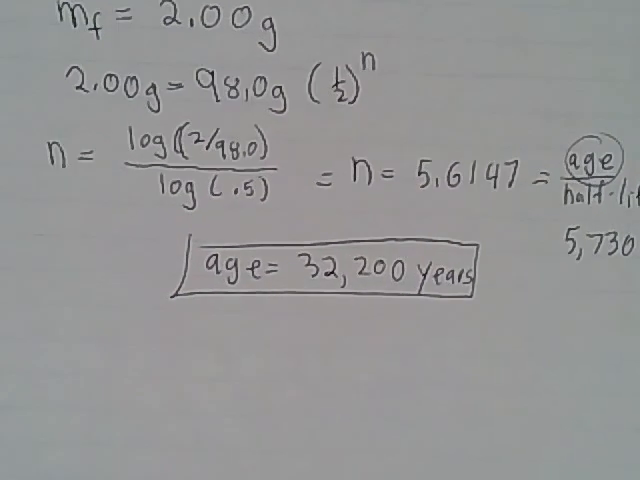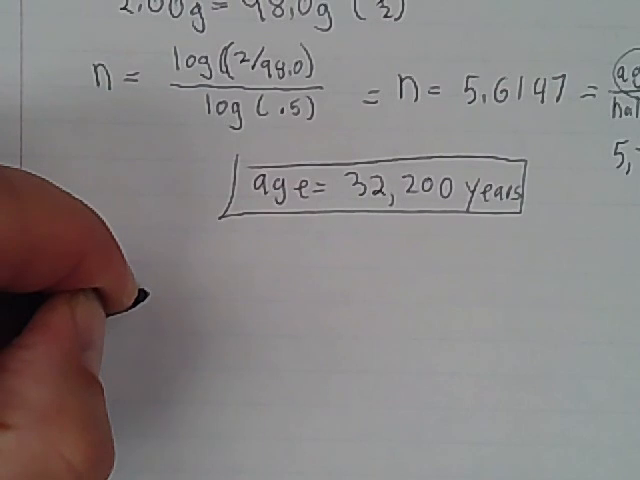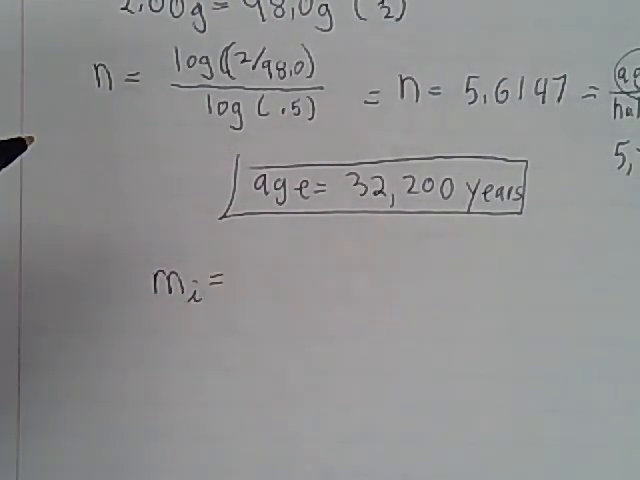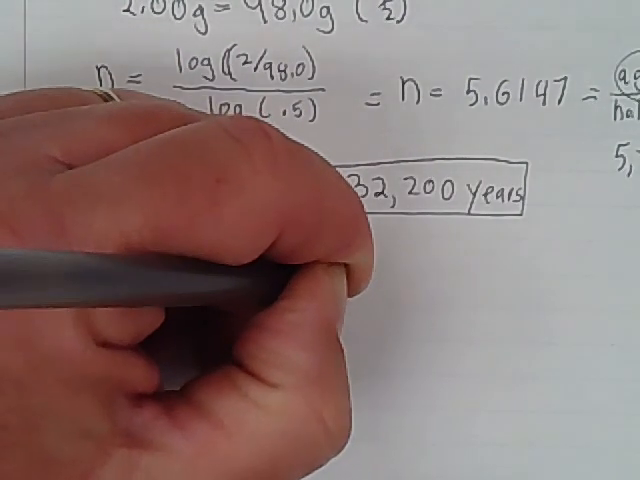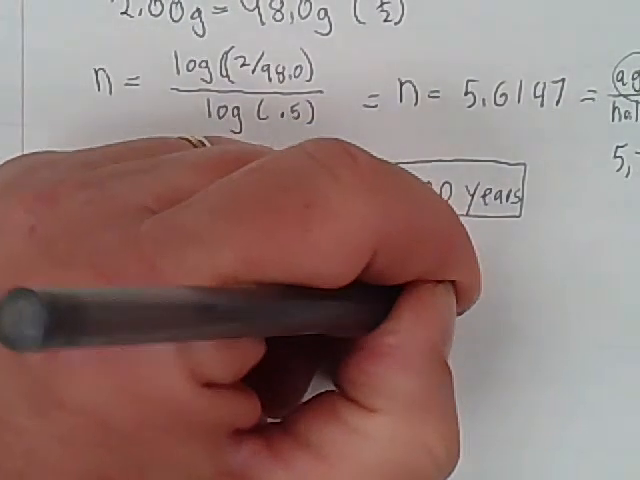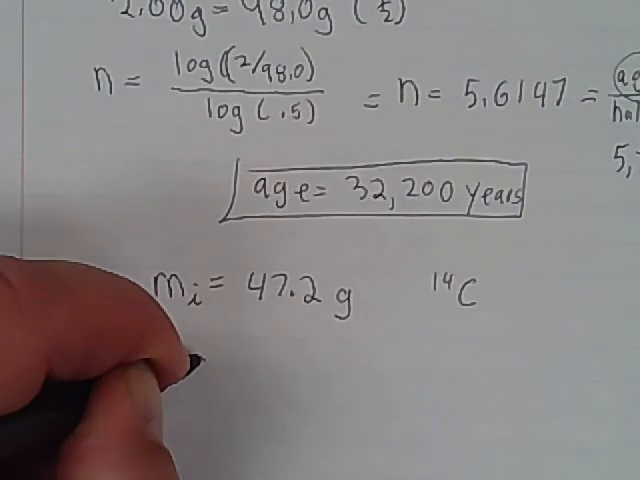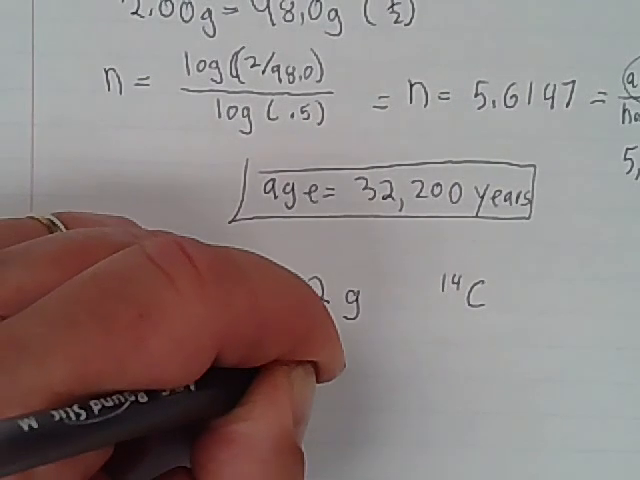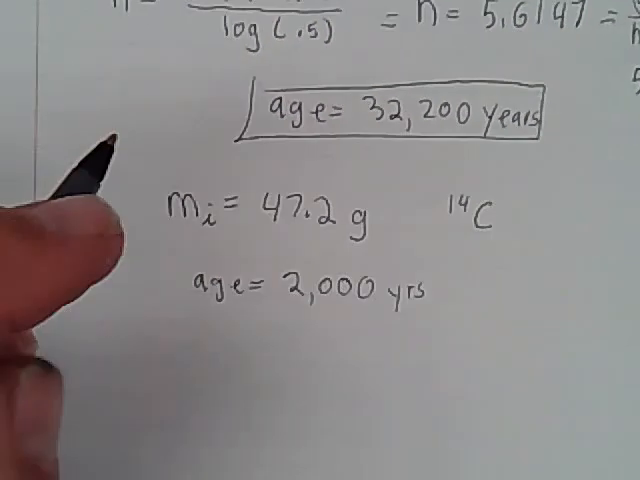Okay, we'll do just a couple other examples to finish out this review. If I have an initial mass of 47.2 grams, and time goes by, and this will be carbon-14 again, and time goes by. So let's say 2,000 years go by. How much sample is left afterwards?